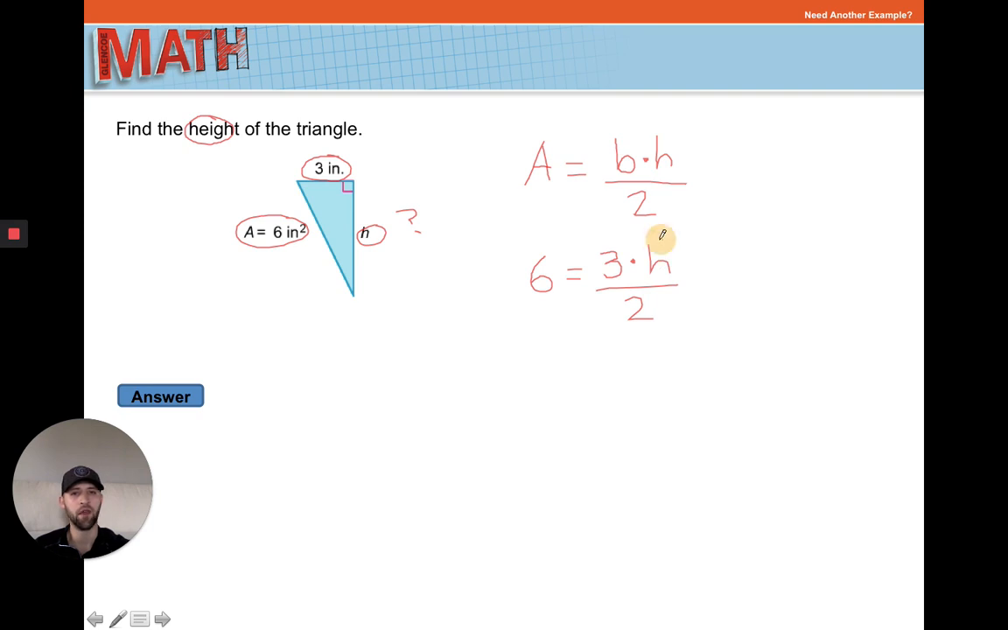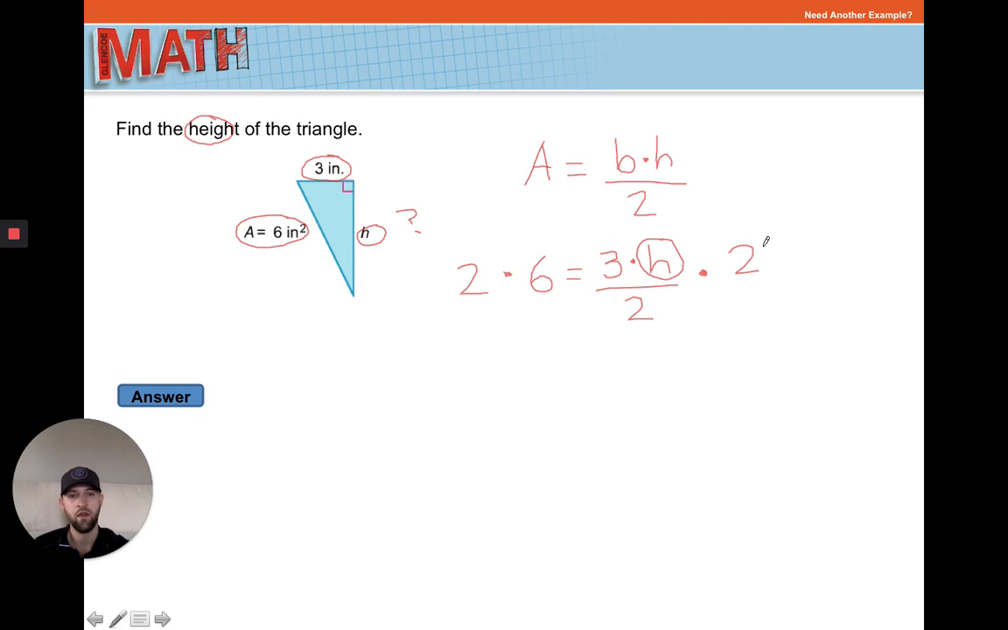My main goal is to get this h all by itself. That's going to let me solve for h, and that's what I want to do. I want to figure out the height in this problem. First things first, we've got to get rid of this divide by 2. To do that, I'm going to multiply this whole side by 2. The opposite of dividing by 2 is multiplying by 2. Whatever I do to one side of the problem, I have to do to the other.